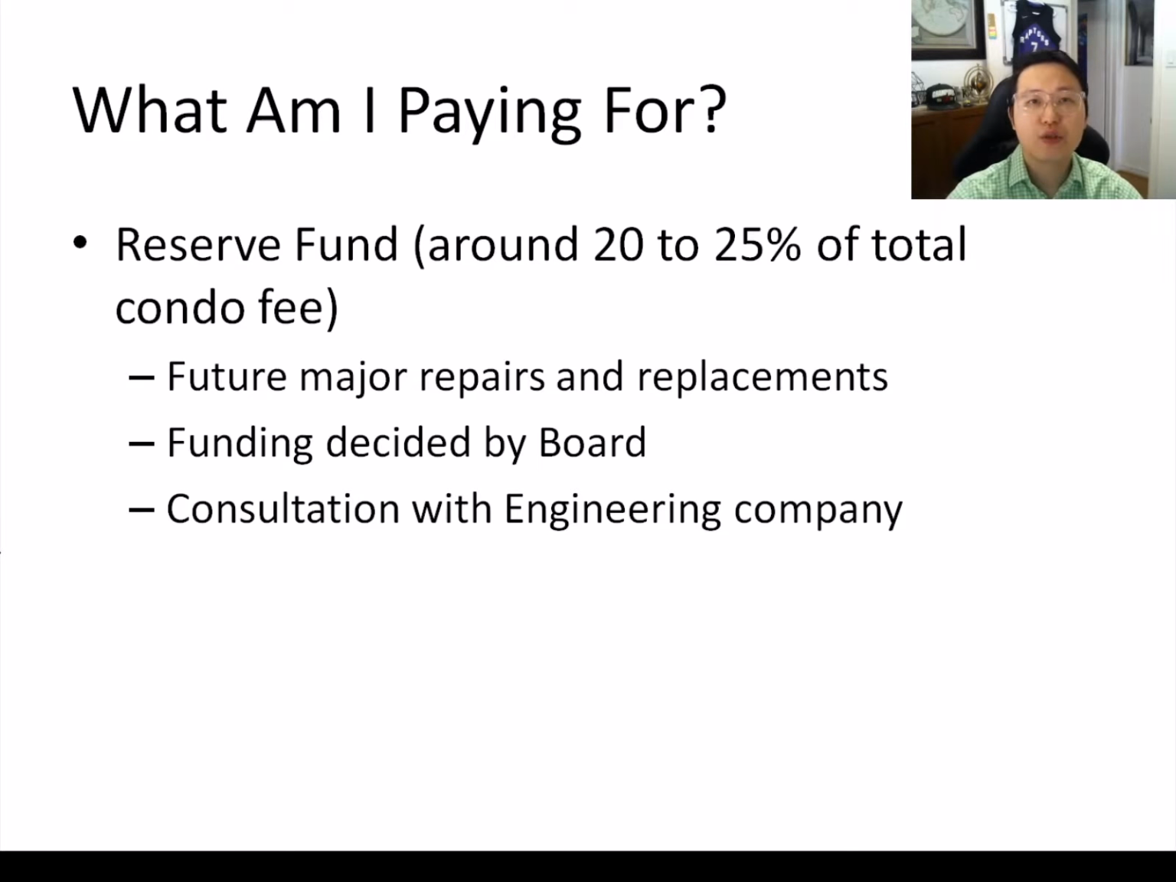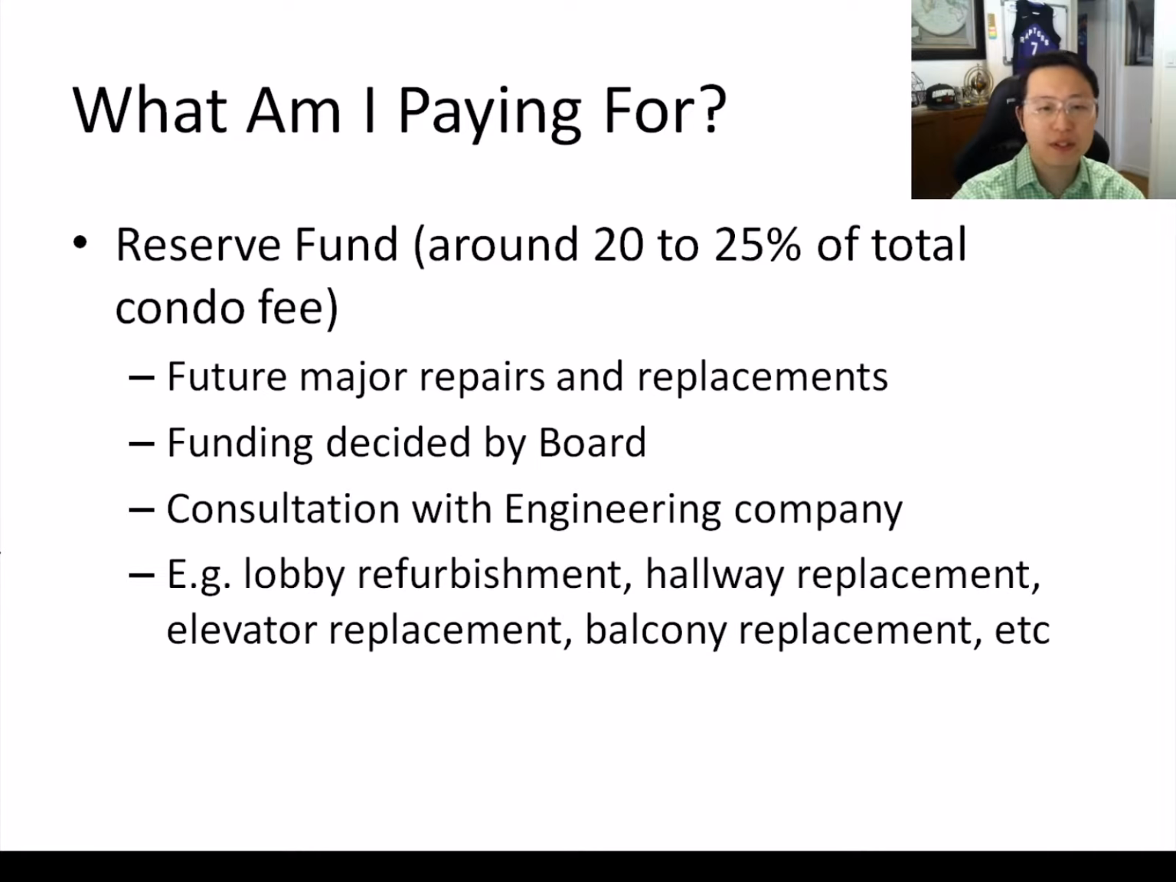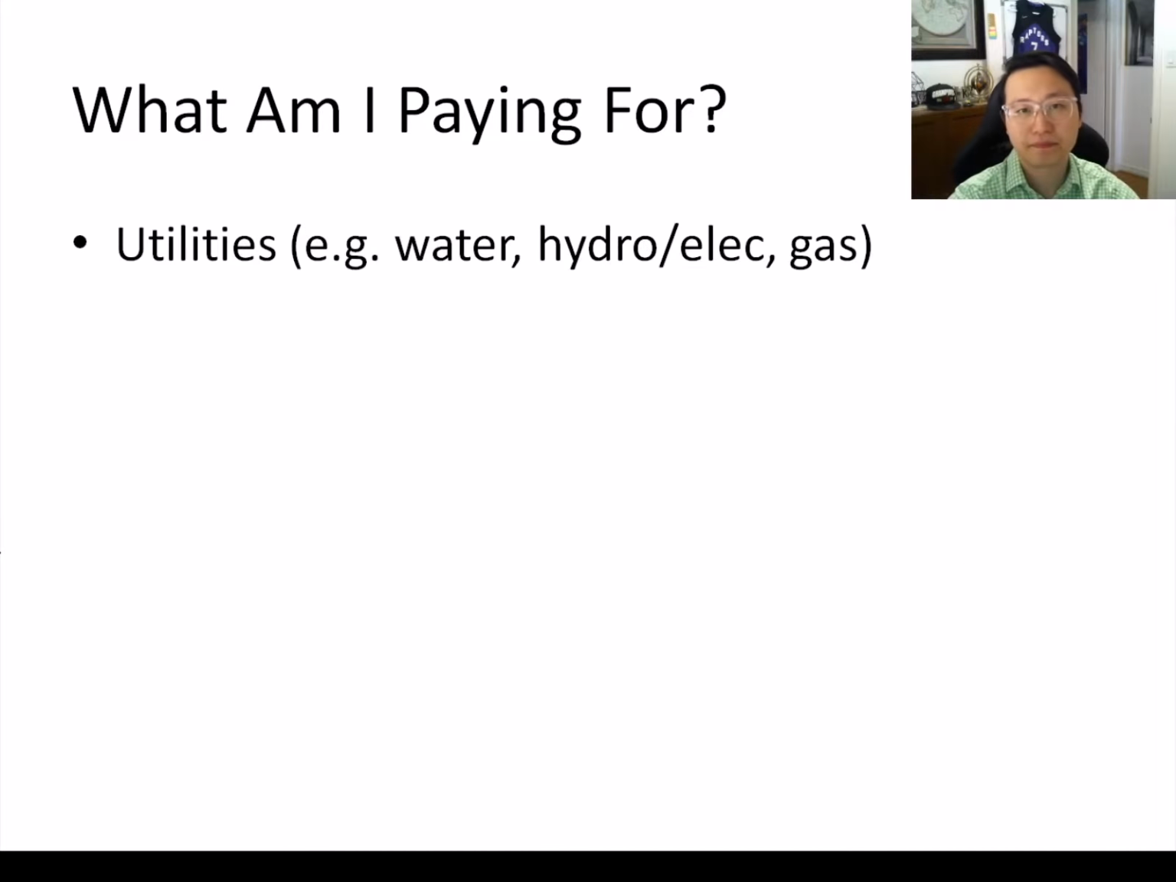So they work together to produce something called a reserve fund study, and that will go over the different repairs and replacements that need to occur 5 years from now, 10 years from now, 20 years from now, even up to 30 years in the future, an estimation of these repairs and replacements. So let me give you a few examples. This is not an all-inclusive list. There's only a few examples here. But for example, refurbishing a lobby, replacing hallway carpet, wallpaper, that kind of stuff, replacing elevators, replacing balconies.